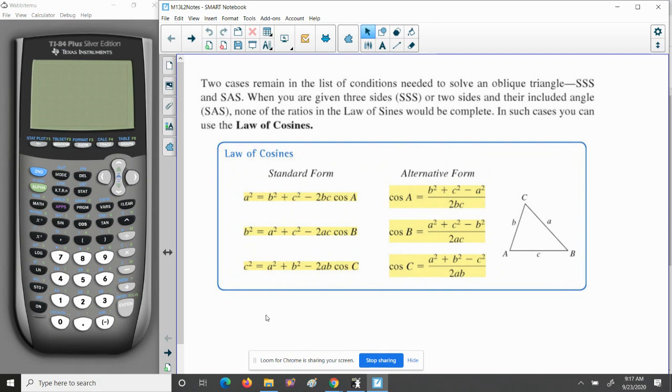We use law of cosines when we have either all three sides, which is side, side, side, or two sides and the included angle, which is side, angle, side. Now, listed down below are the standard form and the alternate form. These are all variations of the exact same formula, okay?